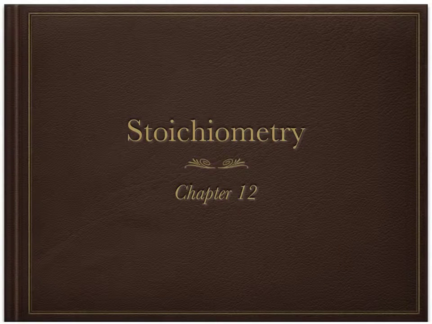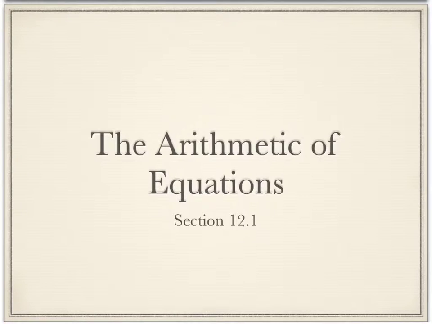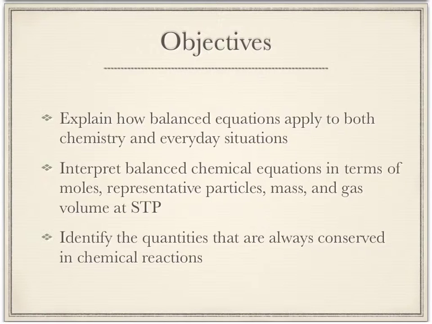Chapter 12, Stoichiometry. Section 12.1 is the arithmetic of equations. Here are our objectives. Be able to explain how balanced equations apply to chemistry and everyday situations. Interpret balanced equations in terms of moles, particles, mass, and volume. And identify the quantities that are conserved in chemical reactions.